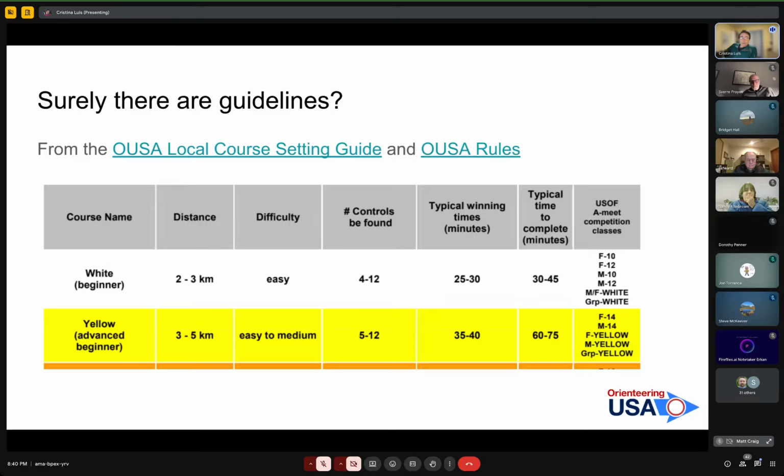All right. So yeah, for sure, you're going to say to me that there are guidelines. Like, why do I have to tell you these things? And there are guidelines. This chart is from a local course setting guide that is available on OUSA's website, and a lot of clubs have it. It's a little out of date, but it is often the first place people go, and it's a 2-page document.